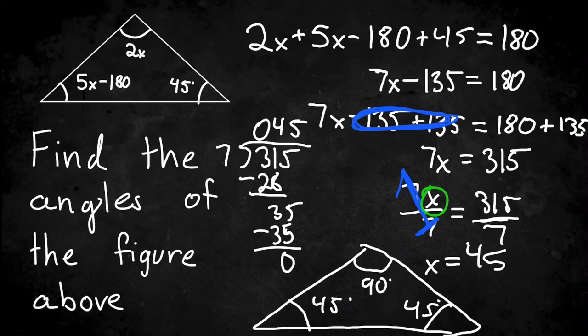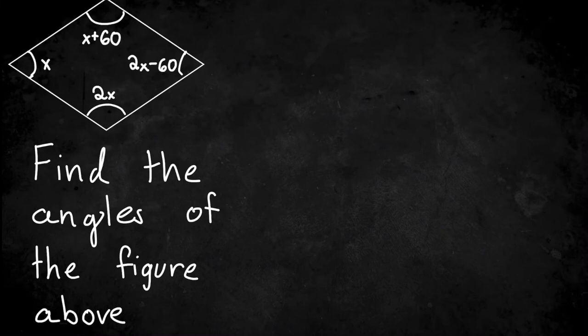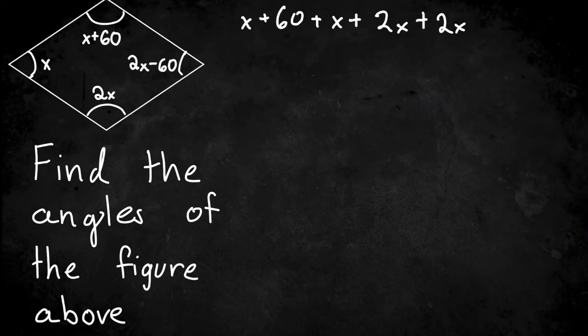Let's try another problem. We need to find all the angles of the figure above, and this figure is a quadrilateral, so we know all the angles equal 360 degrees. So that means x plus 60 plus x plus 2x plus 2x minus 60 equals 360.